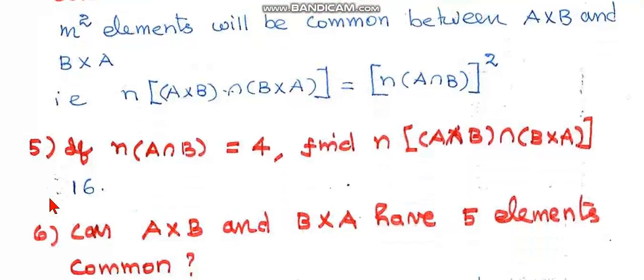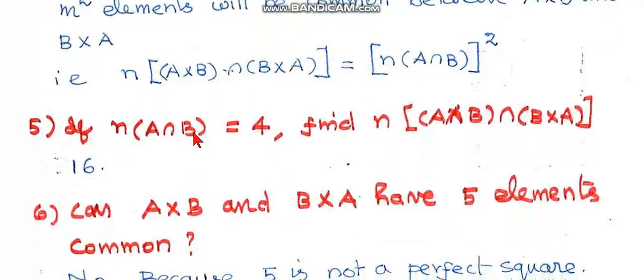Then question number 5. If number of elements in A intersection B is 4, find the number of elements in A cross B intersection B cross A. Since 4 elements are common between A and B, 4 squared, 16 elements will be common between A cross B and B cross A. So the answer is 16.